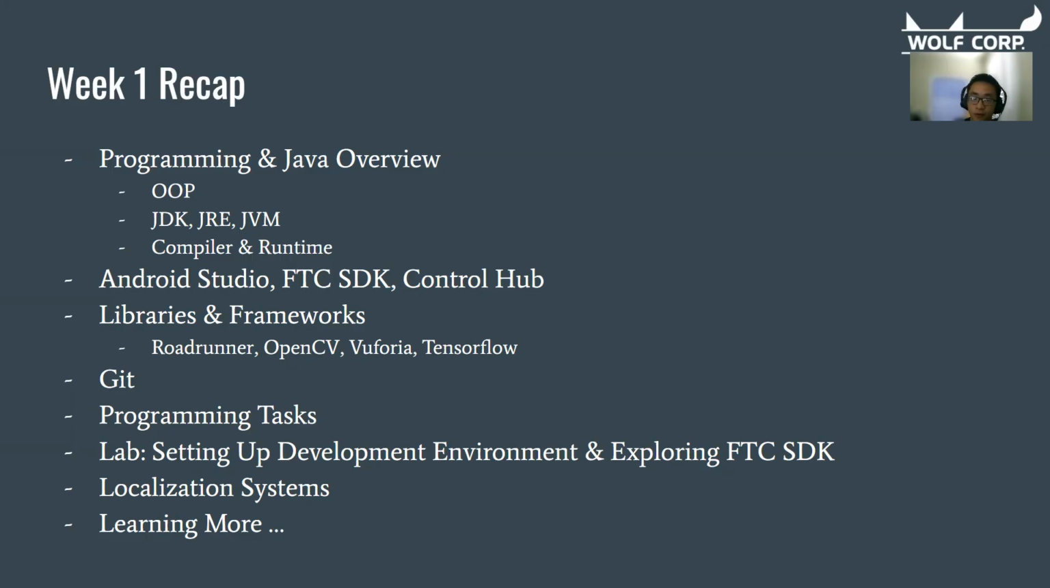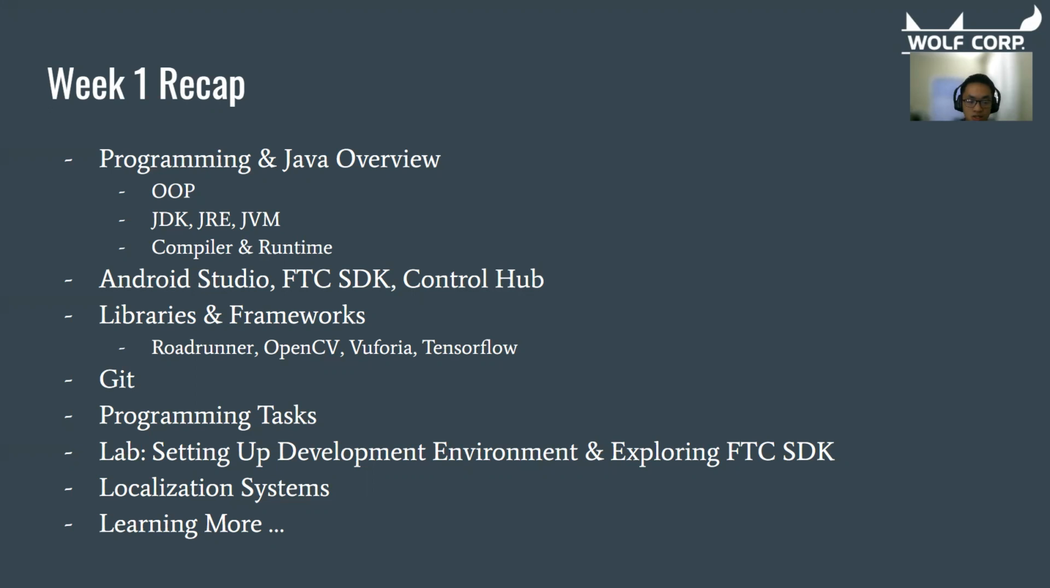Roadrunner is for really fancy path planning and making advanced trajectories, and making a robot be able to, say, turn and move while maintaining a certain heading all at the same time. OpenCV, Vuforia, and TensorFlow are all vision detection models. And we also talked about Git. Git is a way to manage your code. It's a version control system.